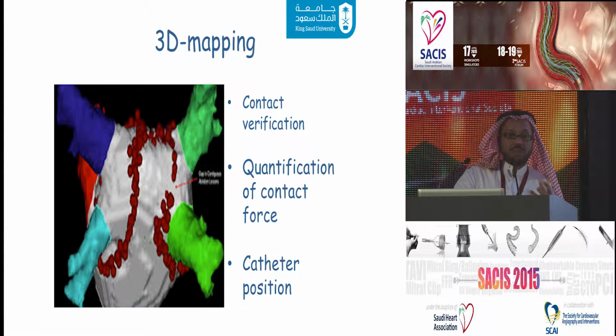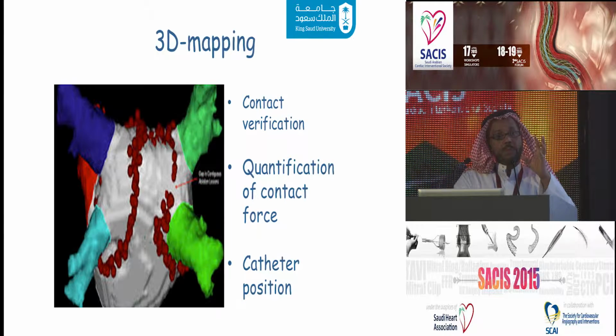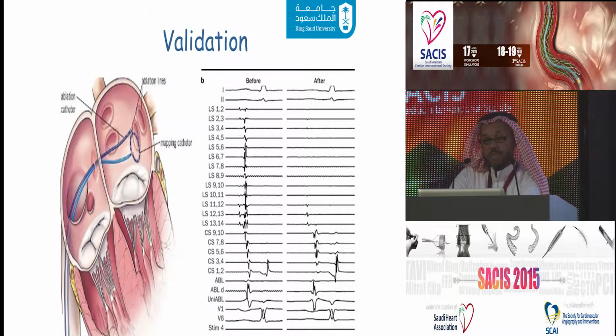So we also have a sensor that tells us how many grams of force we have against the tissue to form a lesion. Catheter position is also tracked with a magnetic field. You know where you're falling in 3D mapping, versus when you're looking at an X-ray, which is quite difficult and challenging. Validation is important in ablation.